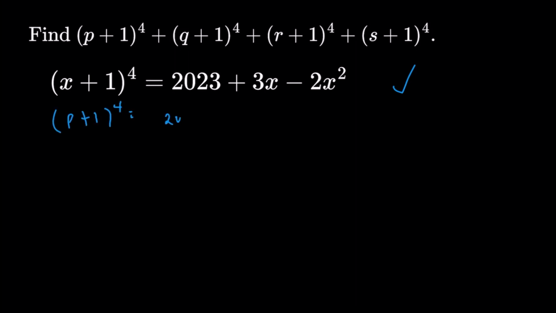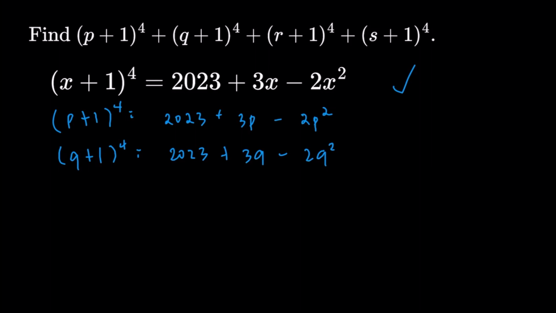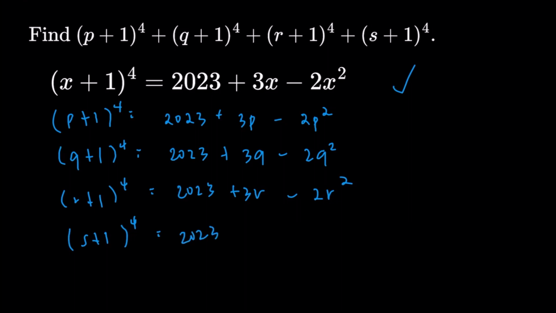That's going to be 2023 plus 3P minus 2P squared. And obviously I could do it for the Q. So (Q plus 1) to the fourth is 2023 plus 3Q minus 2Q squared. And you guys can see where I am going here. I could do the same with R and S, and I would get the same thing: 2023 plus 3 times the root minus 2 times the square of the root. And that's going to be true for all of these four: P, Q, R, and S.